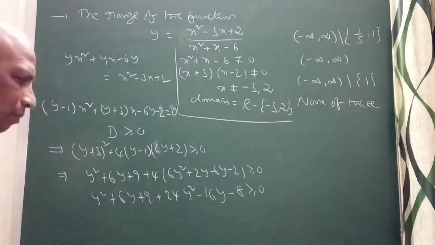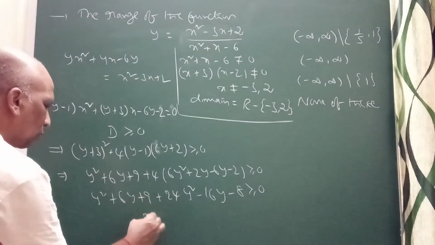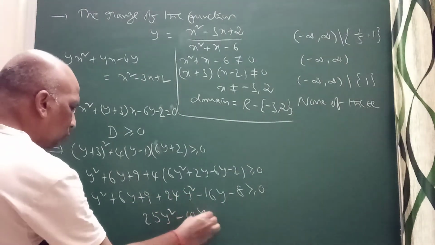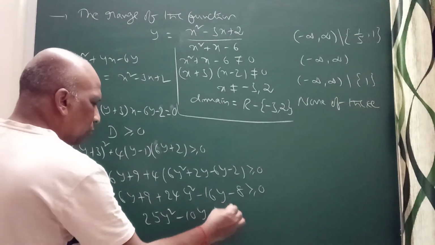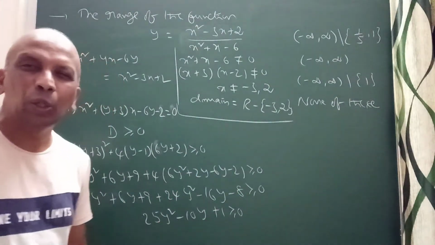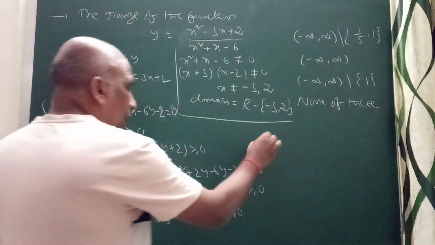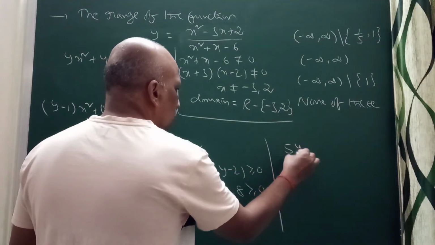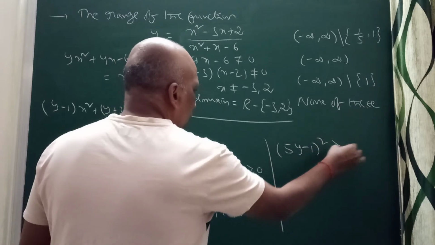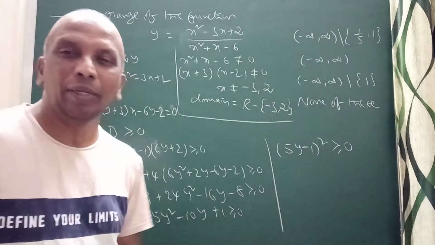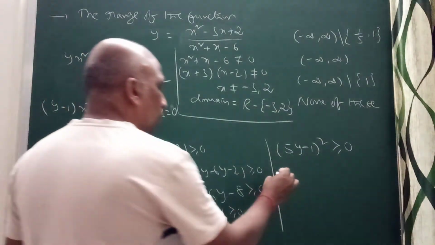Just simplify. Now 25y square, 6y minus 16y gives minus 10y, and 9 minus 8 plus 1, greater than or equal to 0. Look at this equation: this is a perfect square. How? Because I can write this as (5y minus 1) whole square greater than or equal to 0. So this is true for every value of y.